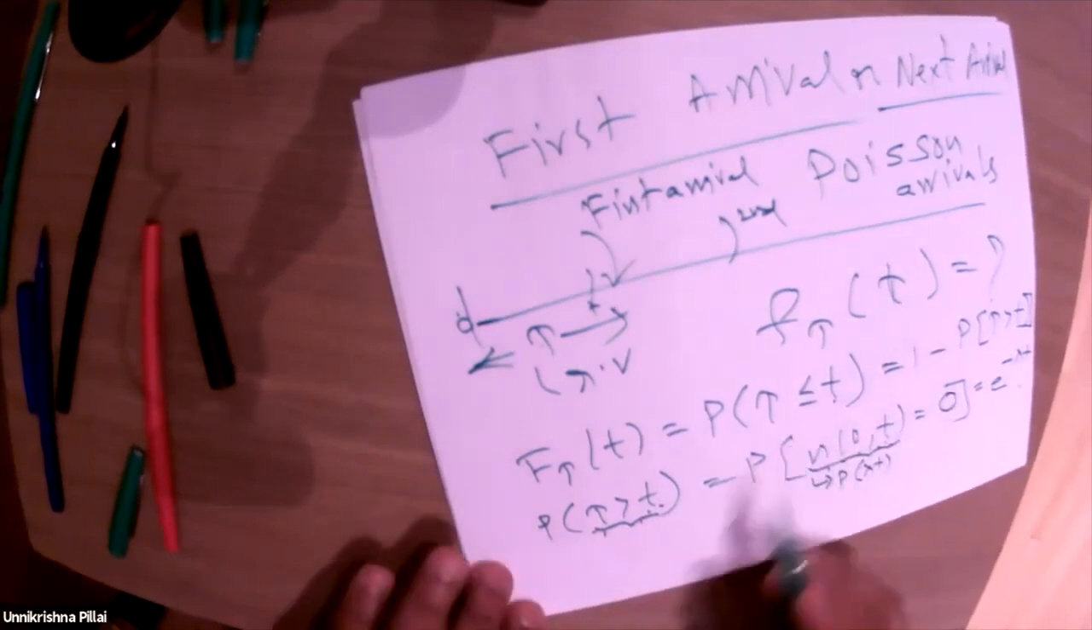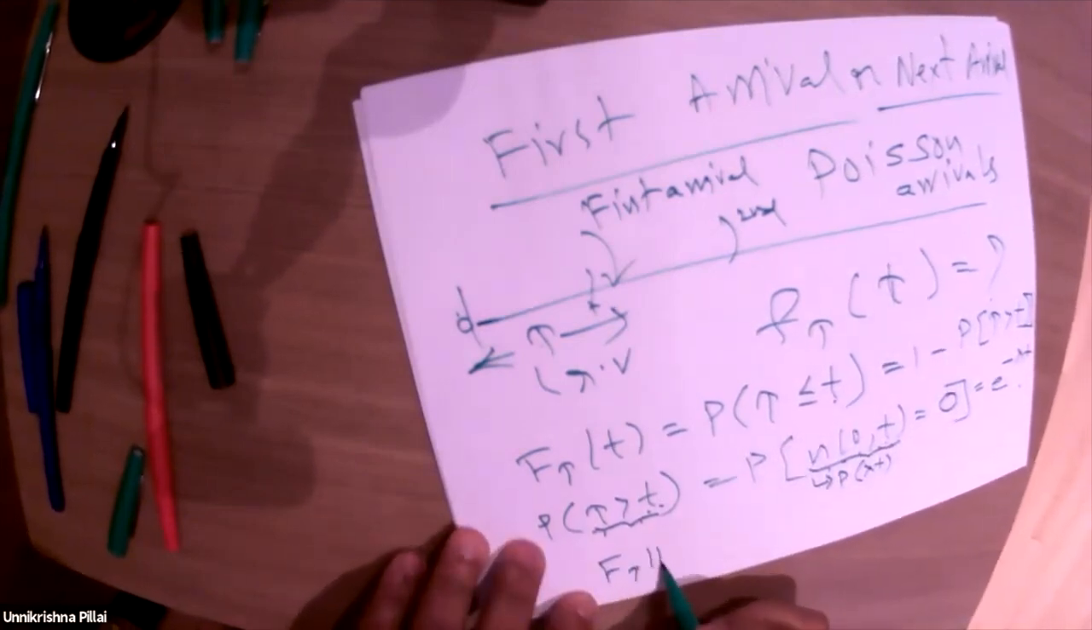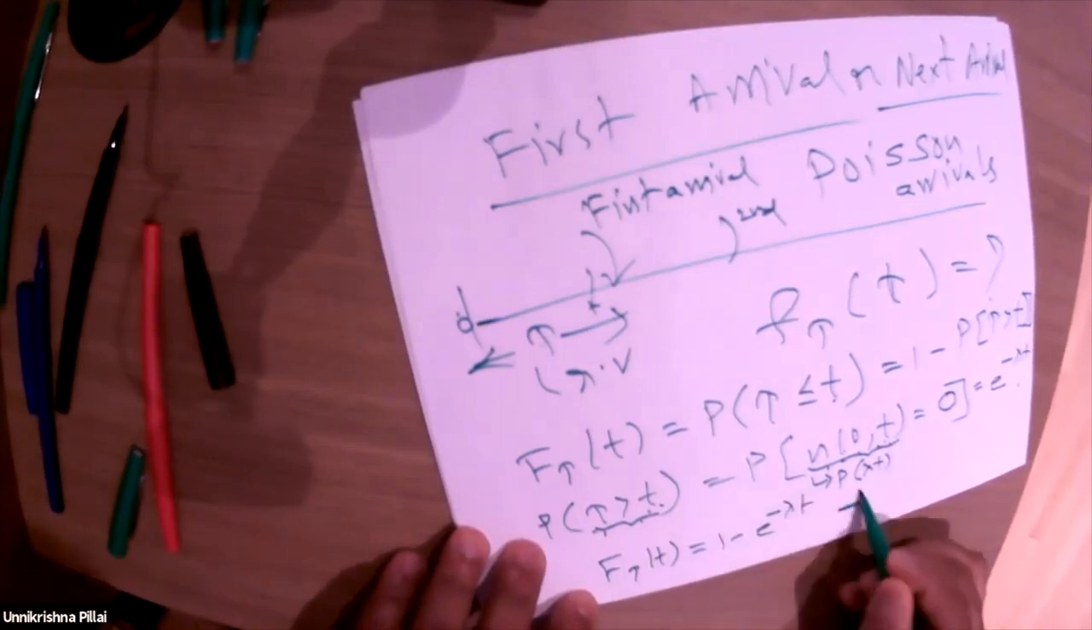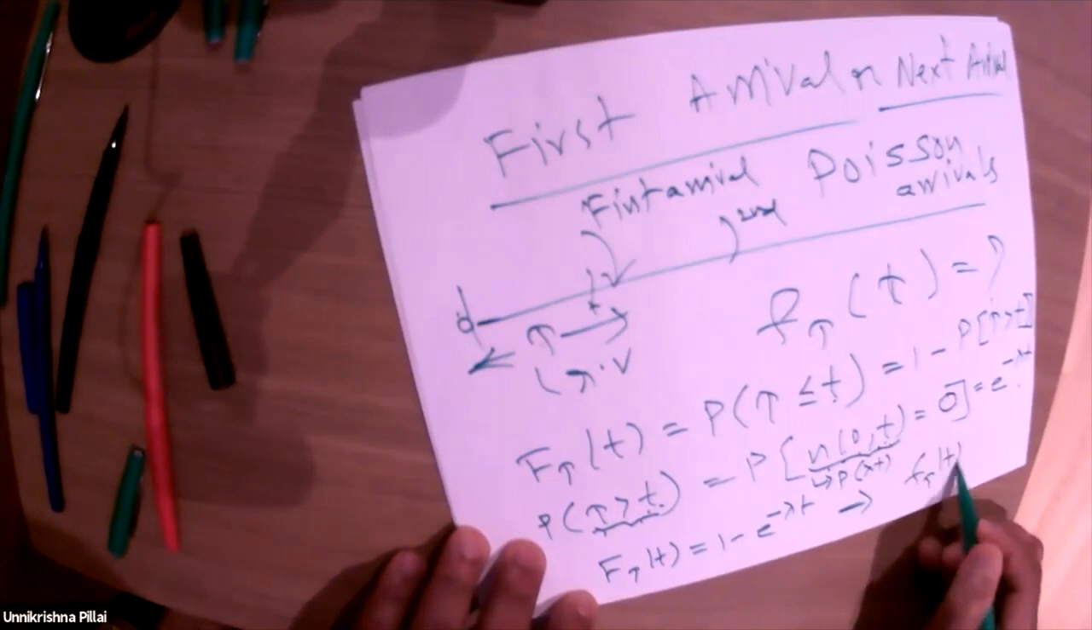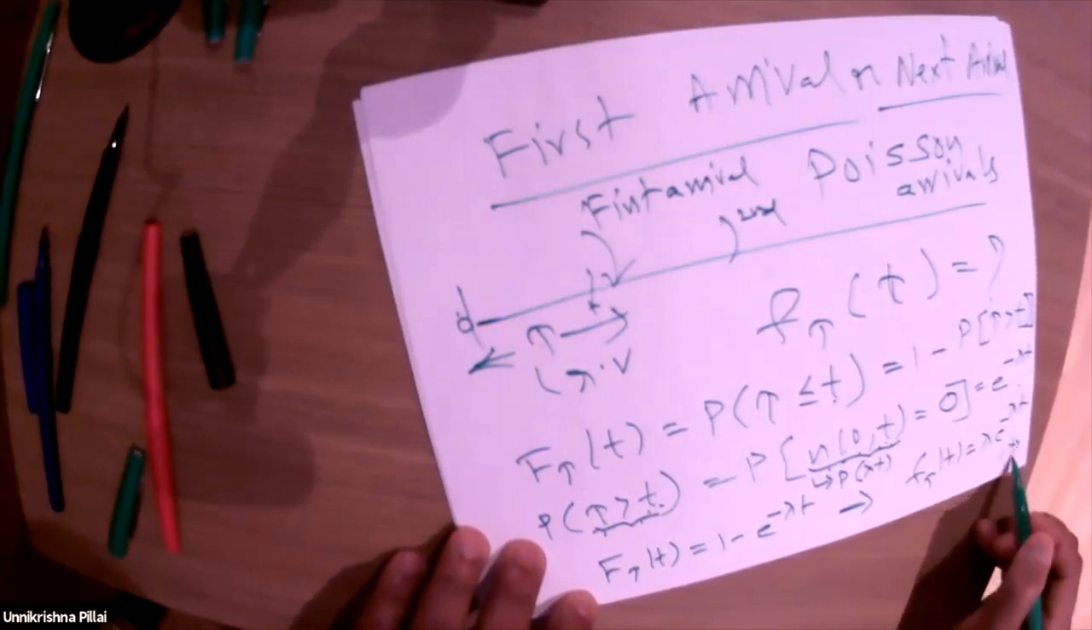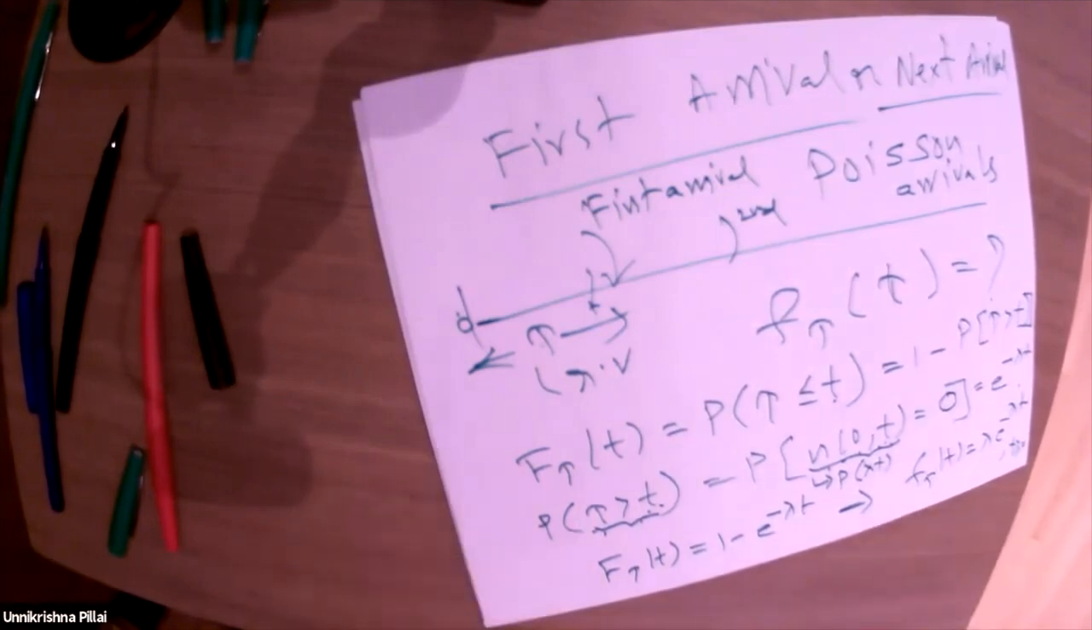Let me plug it in here. So F tau of t is 1 minus e raised to minus lambda t. You take the density function, you get f tau of t is lambda e raised to minus lambda t, for t positive, obviously. What sort of density function is that? Exponential. So we have a theorem: in a Poisson process, the first arrival is exponential. I just derived it for you.